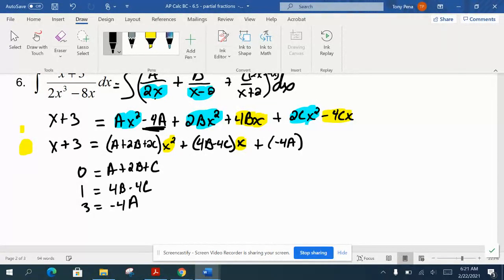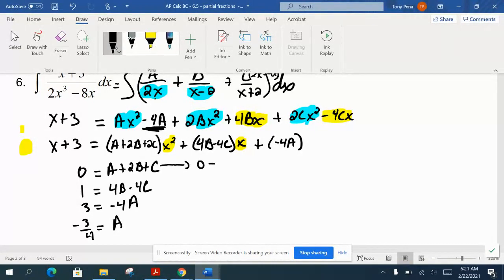So if you notice, we have three different variables. So it's a system of three variables. But it does work out nicely in the sense that we can get a right away to be a negative 3/4. And since a is now a negative 3/4, what I'm going to do is come up here, let a be the negative 3/4.